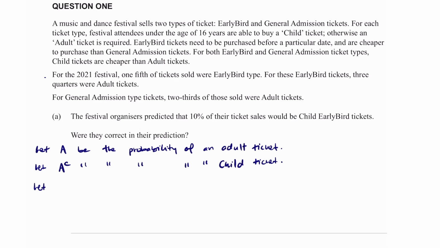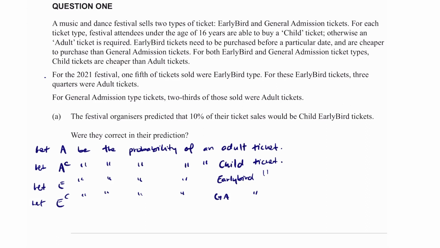Also, we'll say let E be the probability of an early bird ticket, and then lastly, the complement of that would have to be general admission, because you can only be early bird or you can only be general admission. Okay, so we've defined our sample space per se. So now we'll record all the probabilities that they've told us.